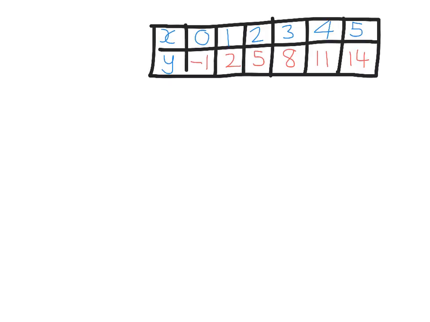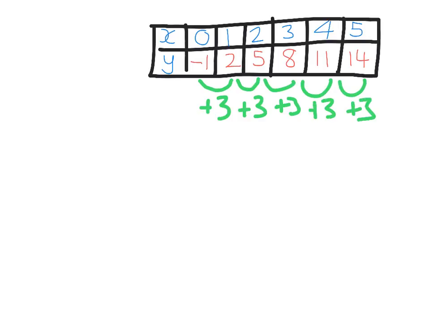So the difference between -1 and 2 is +3. Hopefully, they will all have the same difference here. So the difference between 2 and 5 is again +3. I like this already. 5 and 8, +3. 8 and 11, +3. 11 and 14, +3.